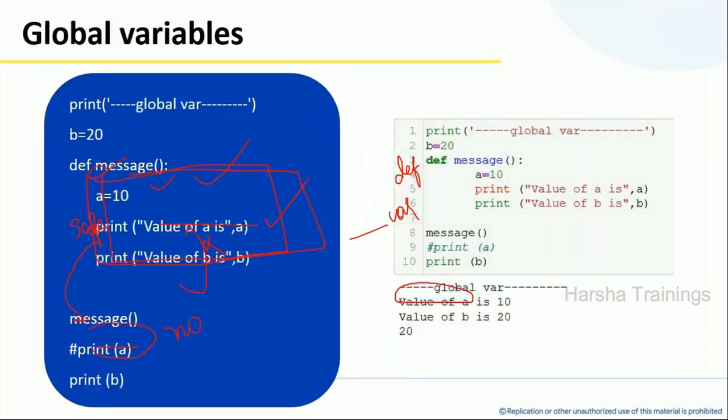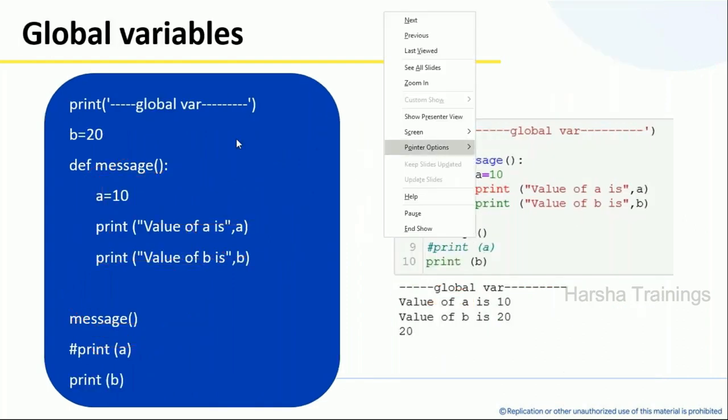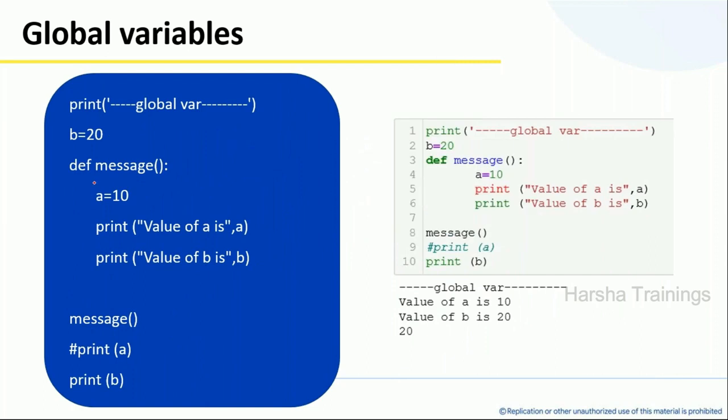Now, second one, what is a global variable? If I declare any variable within the function definition, I call it local. Now, a is called local. Now I'm declaring one more variable b outside of this function. If I declare any variable outside of a function, that is called global. Global variables can be accessed within a function and outside of a function also.